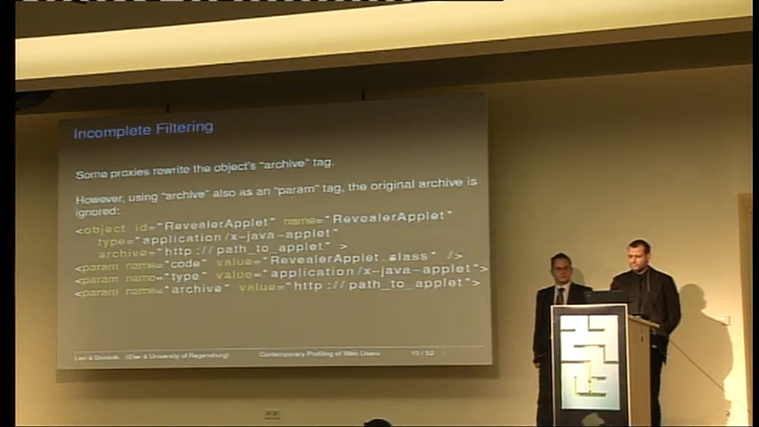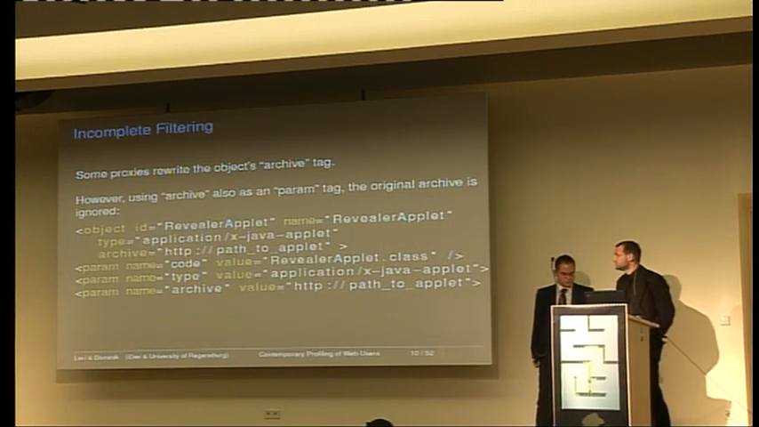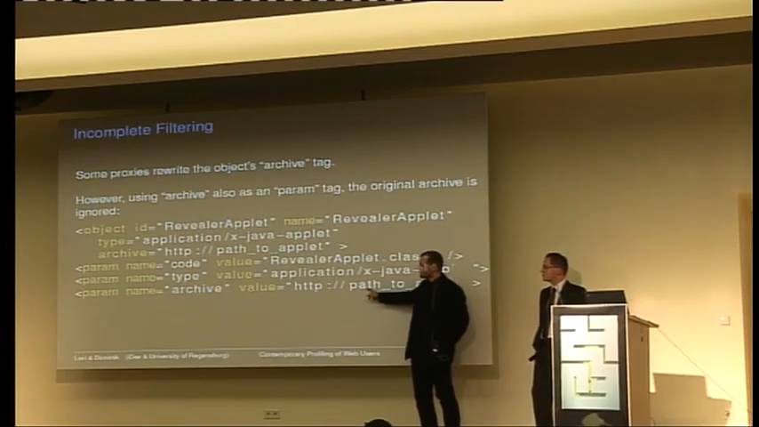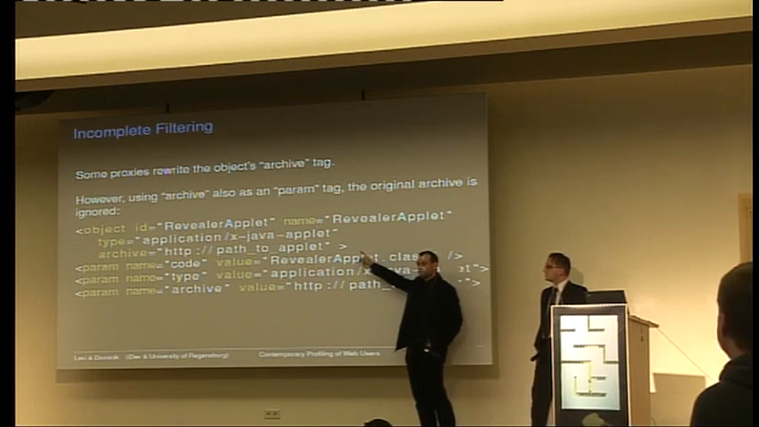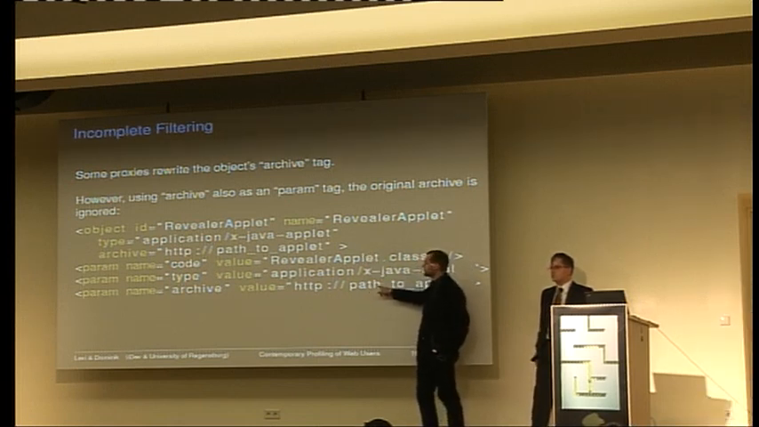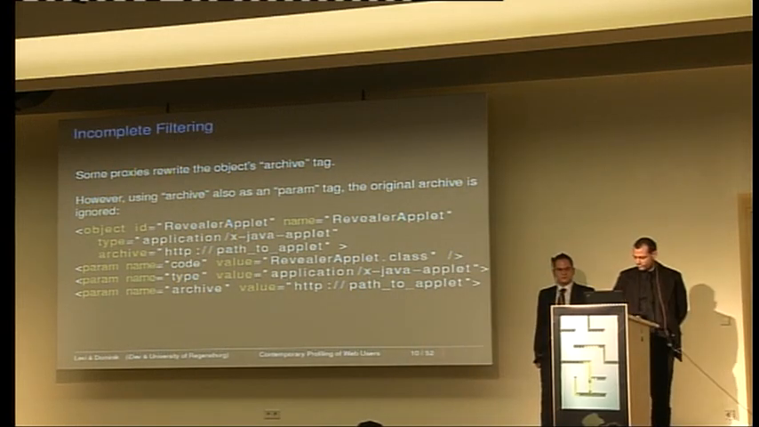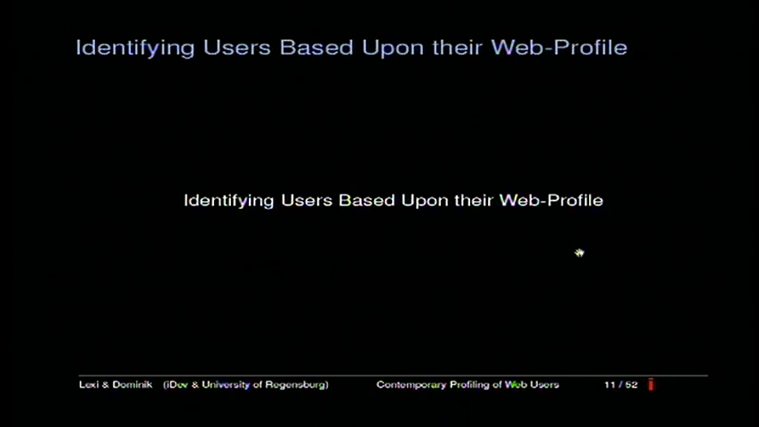And finally, some proxies do filter Java applets or Flash applets, but they just filter here the original path up there. What the coders of those proxies did not know is that if you put the path a second time down here in the param tags, this one gets completely ignored. So while they filter that one, this one is actually getting used. So it makes no sense to filter that one. So that was the first part.